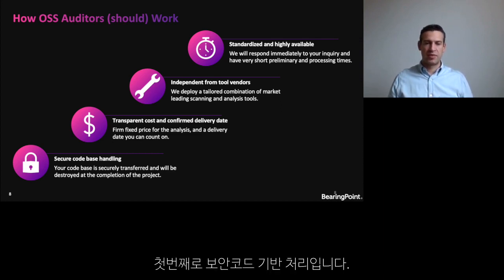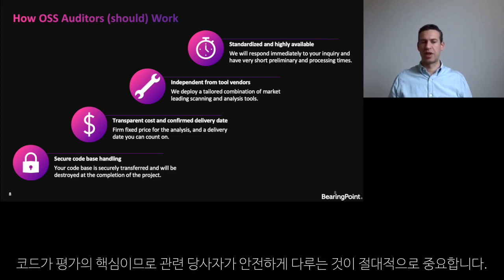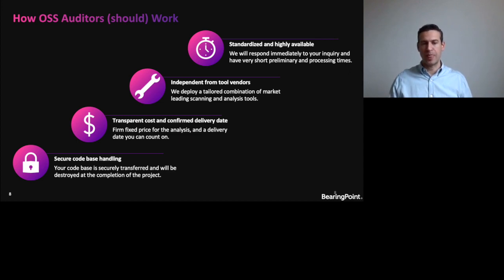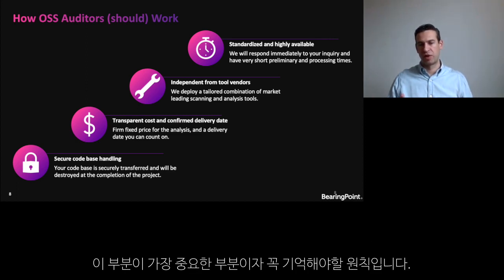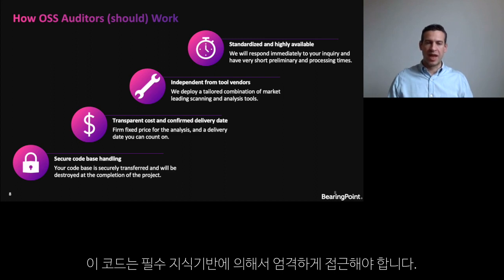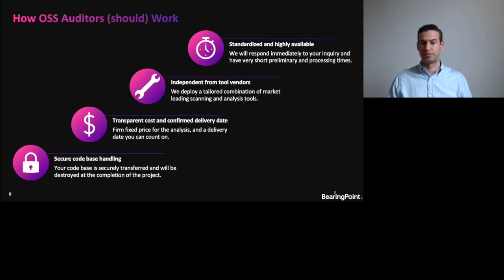So first, there's secure code base handling. As the code is at the core of the evaluation, the secure handling by any involved party is for sure an absolute must. The code must be transferred and stored securely in a data center operated by the OSS auditors. So this is a very important step here, and a very important principle to keep in mind. Also, the access to the code must be limited on a strict need-to-know basis.